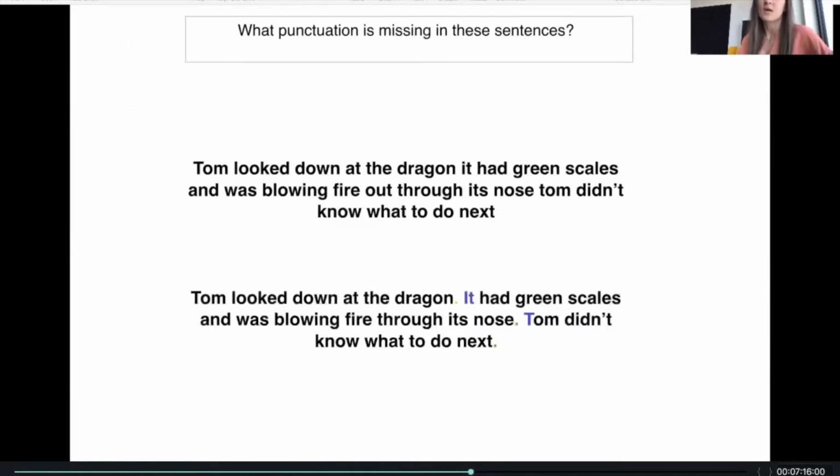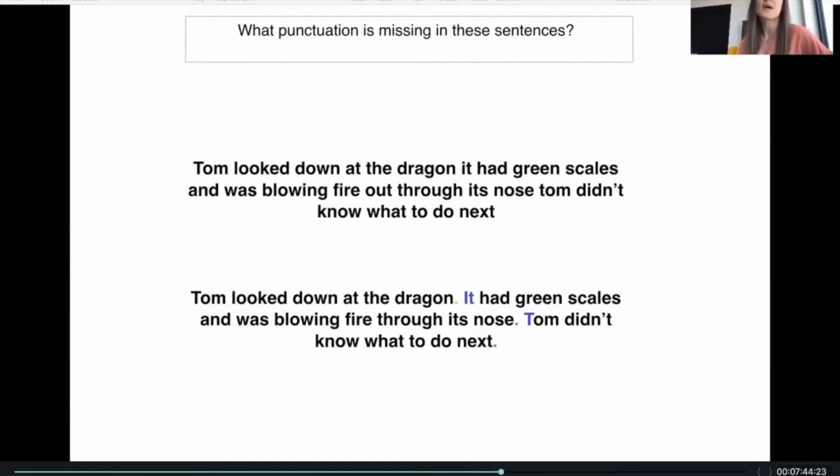Right. This is the correction of the punctuation in that sentence. Tom looked down at the dragon, full stop. It, with a capital letter because it's the beginning of the new sentence, had green scales and was blowing fire out of its nose, full stop. Tom, because it's a name, it is also at the beginning of the sentence, has a capital letter, didn't know what to do next. And then we have the full stop at the end of that.